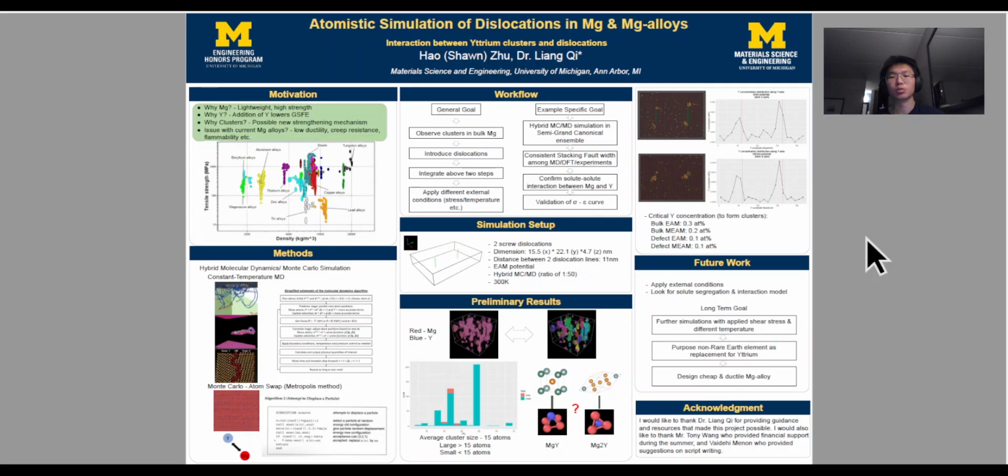Some future work would be to apply external conditions as well as looking for solute segregation and interaction models. And the long-term goal for this project will be first to conduct further simulations with applied shear stress and different temperatures, and then propose a non-rare earth element as a replacement for yttrium, because rare earth elements are expensive and we cannot use them for large-scale production. And then hopefully we'll be able to design cheap and ductile magnesium alloys.